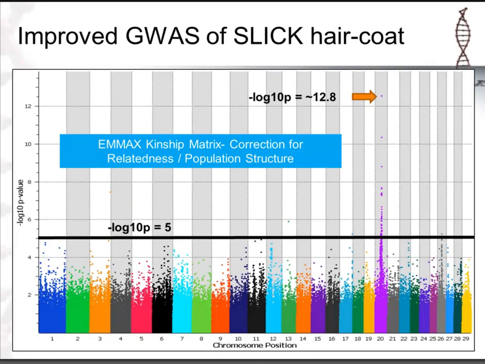So what I did here is, instead of doing a more straightforward GWAS, I've employed the Emacs kinship matrix. So along with using pedigree correction for relatedness, I also used the kinship matrix. And this really made a big difference in showing what are actually significant areas versus non-significant. And you can see that at least in this case, the good news was that our peak on chromosome 20 was still there.